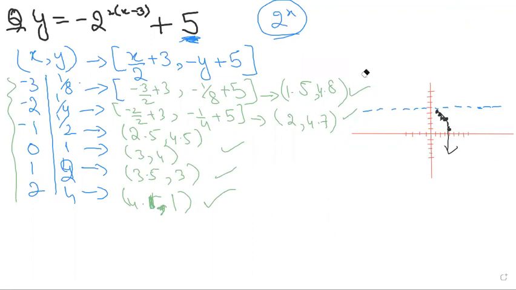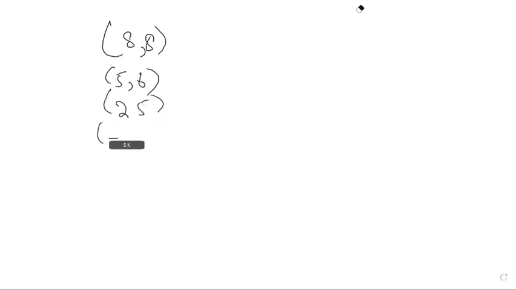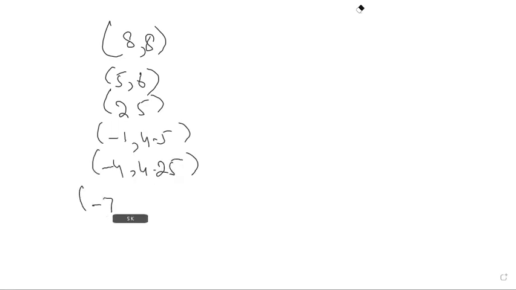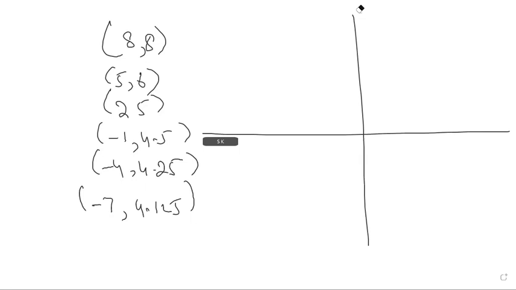Let's see, for example, only the graph now. Let's suppose we are given some values and this time we have to draw the graph. Let's suppose my coordinates are 8, 8; 5, 6; 2, 5; negative 1, 4.5; negative 4, 4.25; and negative 7, 4.125. And my asymptote this time is 4. I'm just drawing the graph here, not telling you the transformation. The transformation is already done here.